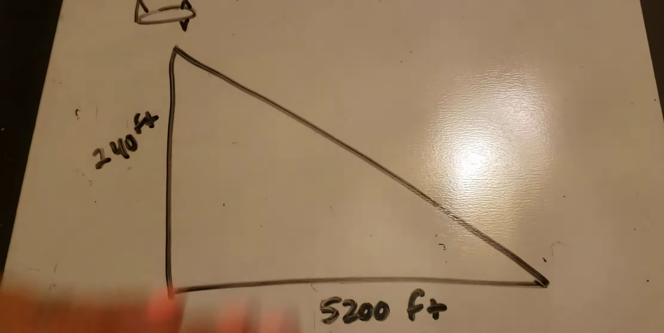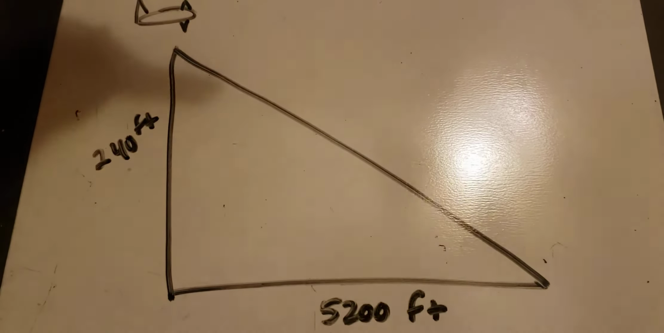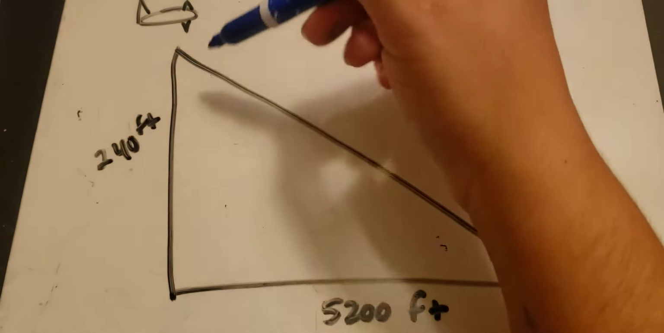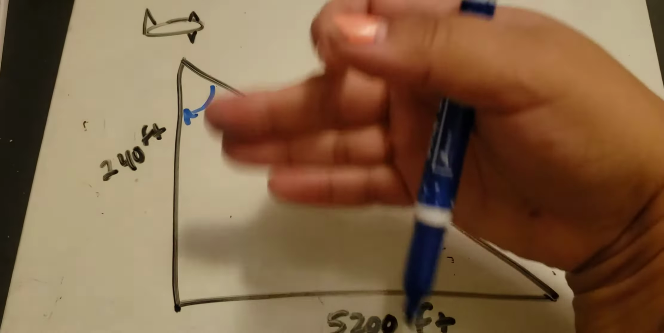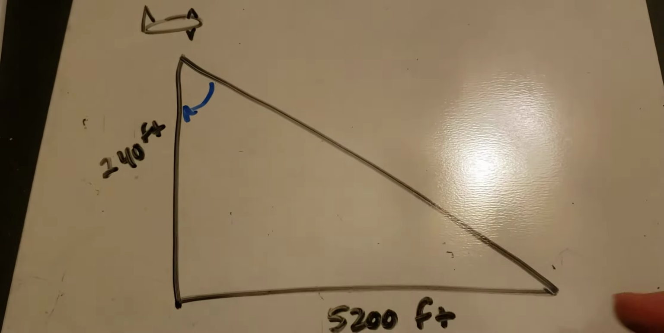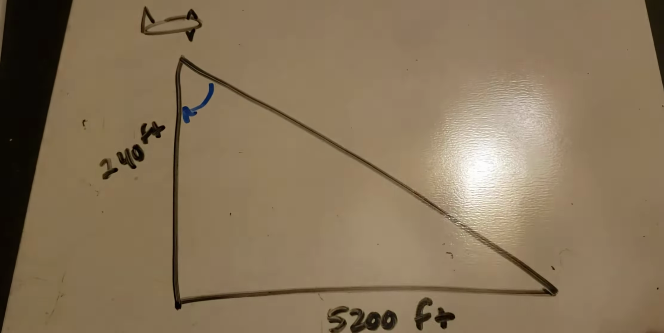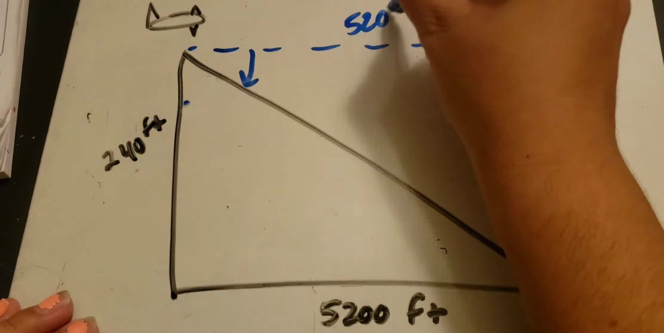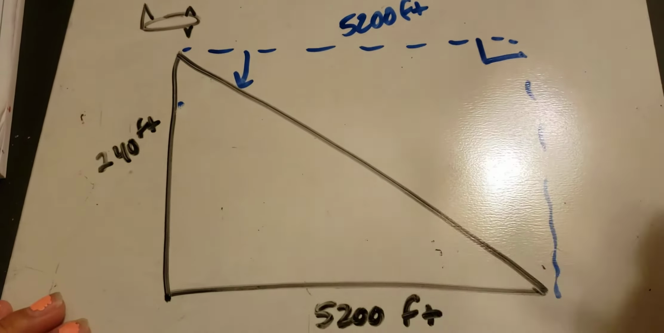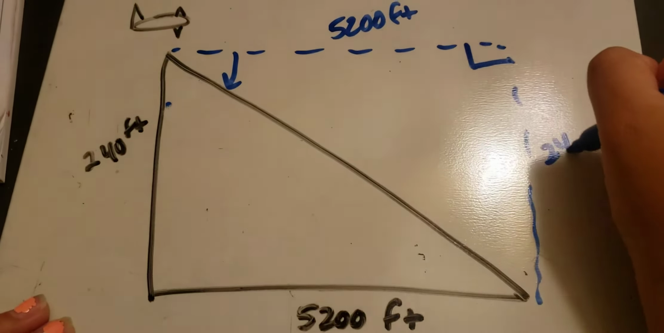Again, angle of descent is how much we're going down. Do you see that a plane cannot go down here because the plane's not going to go straight down like that? A plane's going to go down at an angle, but it's going to eventually start straightening out here. So this is why we kind of have to mirror this triangle. I'm just going to mirror it, and then my angle of elevation would be here. So again, I can label this 5,200 feet. We know this is a right triangle, and then this would be 240 feet.